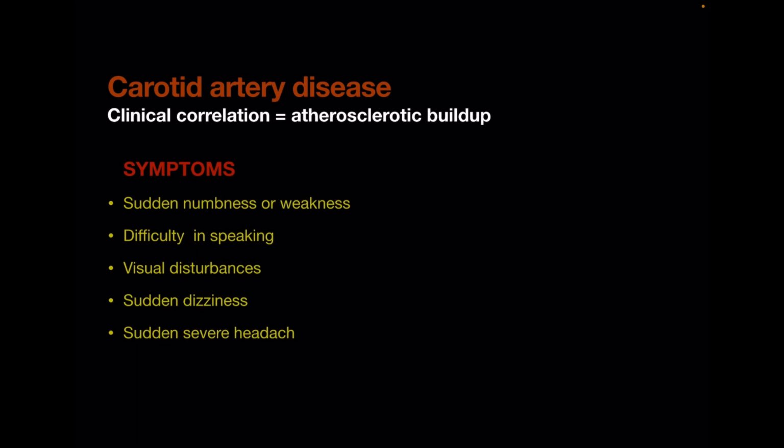Some of the symptoms of carotid artery disease, here you can see in the slide. Sudden numbness, first one. And the second one is difficulty in speaking, visual disturbance. This all happens because the branches of the carotid artery are numerous. And the fourth one, that is sudden dizziness. And the fifth one, that is sudden severe headache. Headache may also happen due to carotid artery disease.